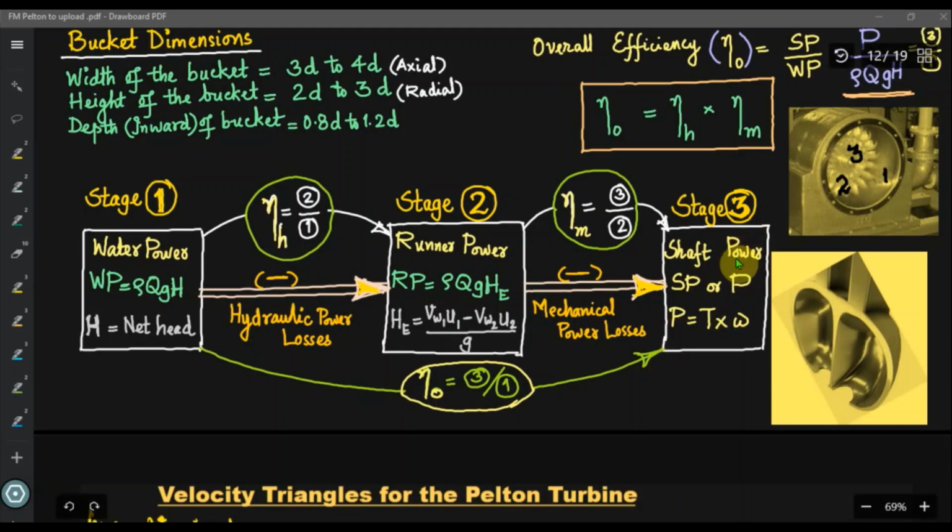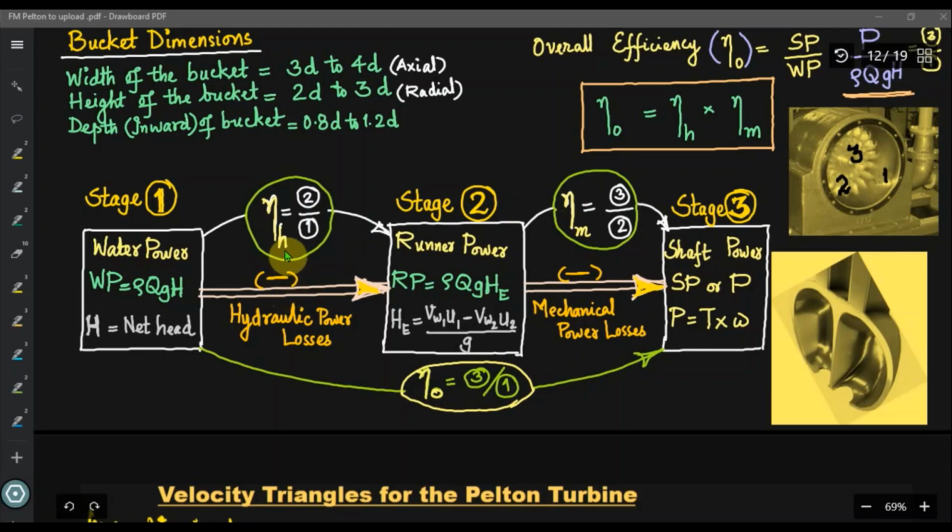If you consider the overall output power and the overall power input, that is stage 3 and stage 1, you get overall power losses, which is the sum of hydraulic power losses plus mechanical power losses. Considering an efficiency rating between 1 and 2, we have hydraulic efficiency, the ratio of runner power to water power, that is 2 by 1. Between stage 2 and stage 3 we have mechanical efficiency, because that takes care of the mechanical power losses. So 3 divided by 2, shaft power divided by runner power, is the mechanical efficiency.